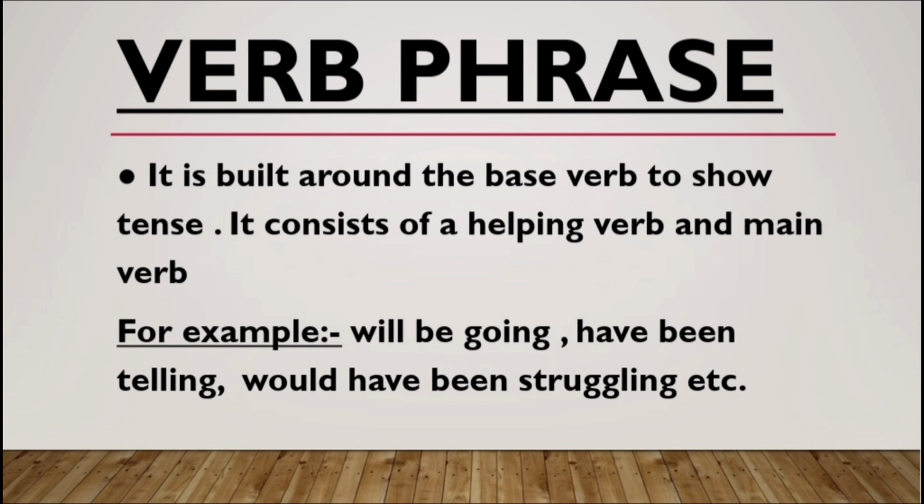Similarly, you have another verb phrase, "have been telling," which is showing a tense. What tense is it showing? Have been telling is the present perfect continuous tense. It is complete in its meaning because it shows what action has been performed in the context of the sentence. Have been is a helping verb and telling is the ing form of the verb. Similarly, you have another example, "would have been struggling." Would have been is the helping verb, and struggling is the form of the base verb.